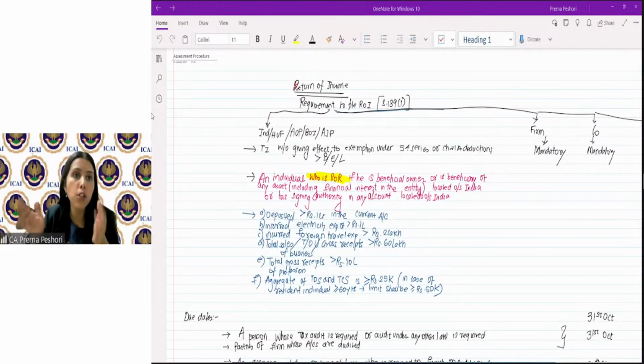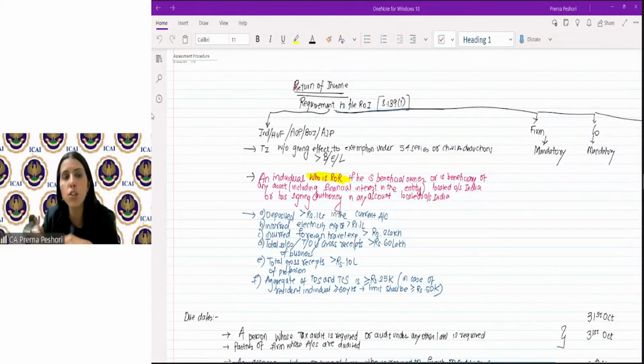In case there is a question of jurisdiction, it can be raised within 1 month from the date of service of notice under 143(2) or 142(1) where the ROI is filed. Where the ROI is not filed, then within the time allowed under the notice under 143(2) or 148 or 144, within that time you can raise the question of jurisdiction.